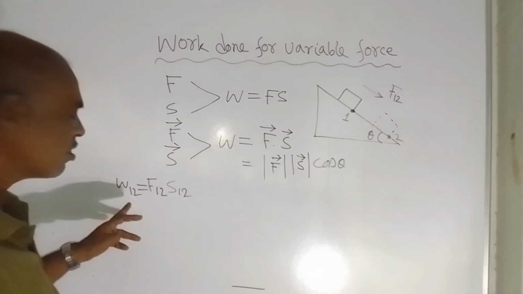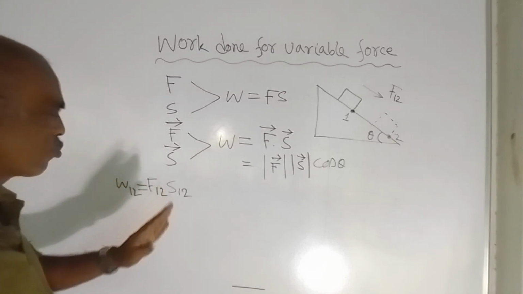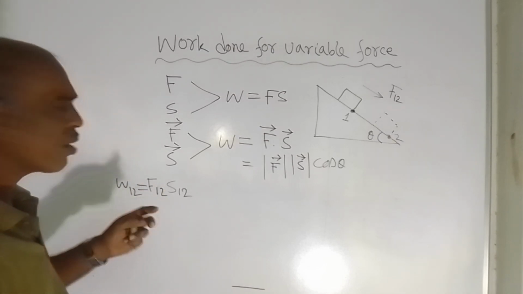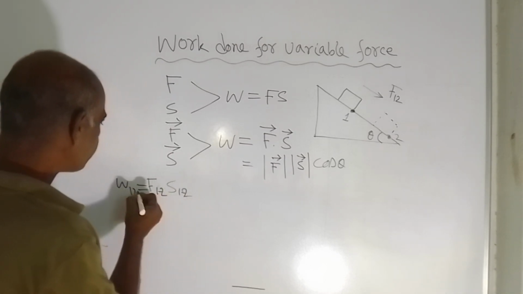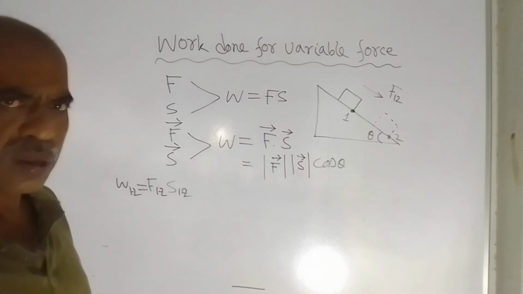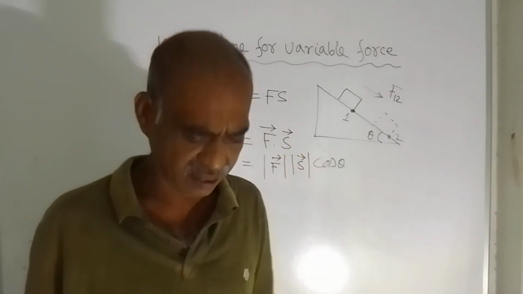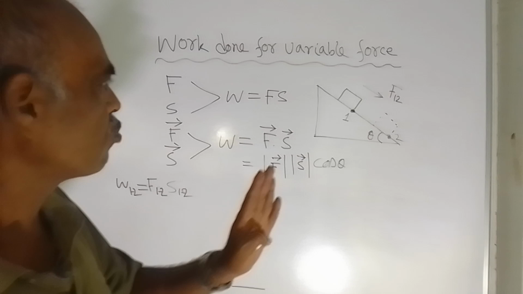1 2, this is not 12. Okay, point 1 to point 2. W 1 2, or in between 1 and 2 you can put one dash also to represent from 1 to 2. In between 1 and 2 you just put one dash to represent from point 1 to point 2.